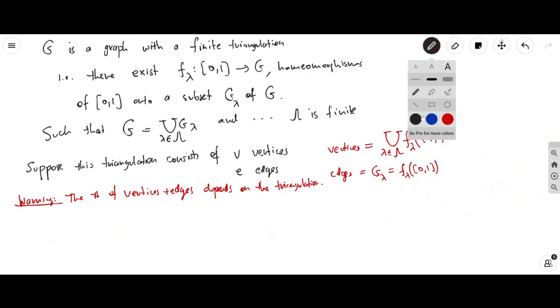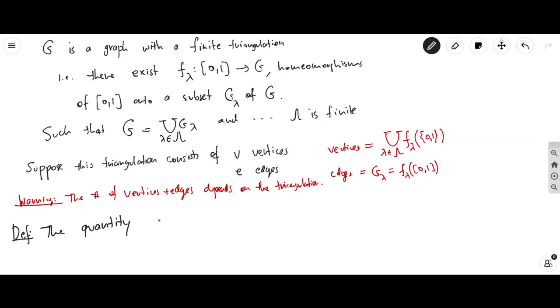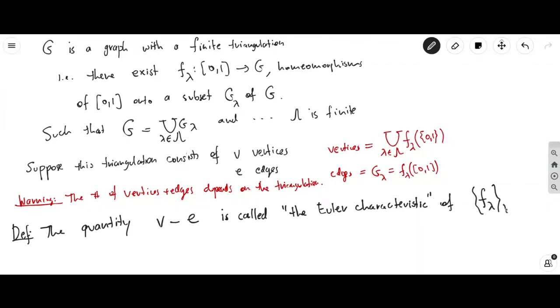But let's define the following quantity. So here's a definition. If you take vertices minus edges, this quantity is called the Euler characteristic of the triangulation. A triangulation, by definition, is a collection of these mappings. So it is called the Euler characteristic of a triangulation.